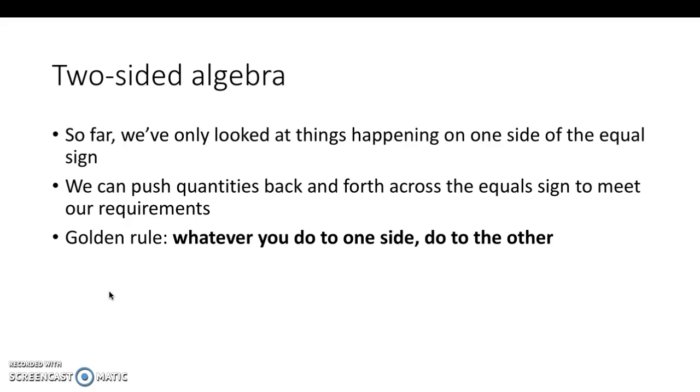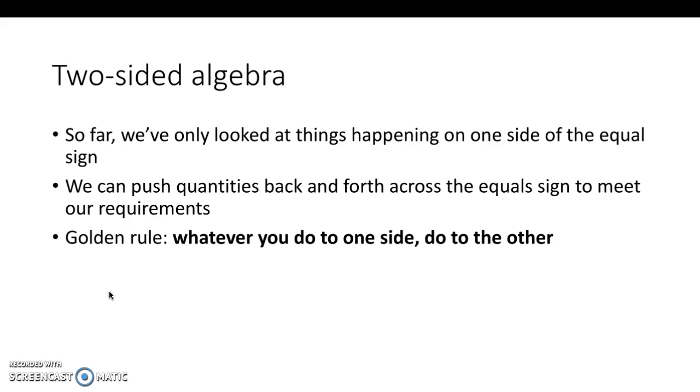Now, so far we've only looked at things happening on one side of the equal sign, but we can push quantities back and forth across both sides to meet our requirements. Quite often you'll have an equation and it won't be quite what you need it to be, so you can manipulate it. The golden rule is whatever you do to one side, you do to the other. And what really confuses people when they haven't been looking at algebra in a while is when we fail to mention this thing. We just assume that you know that obviously we divided both sides by x or whatever it was.